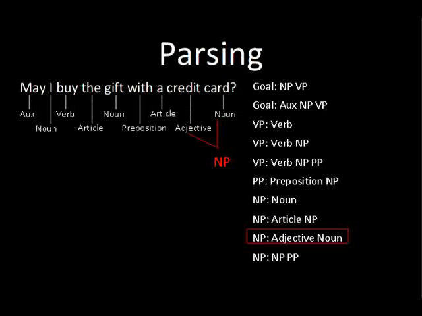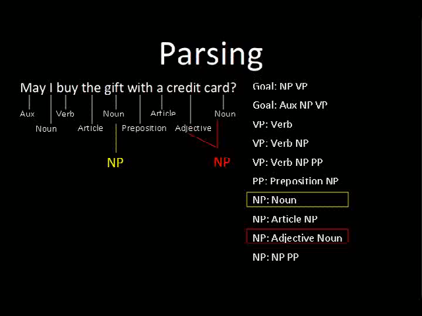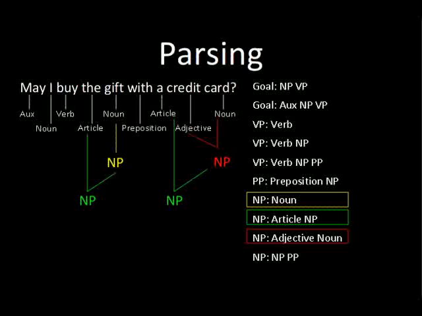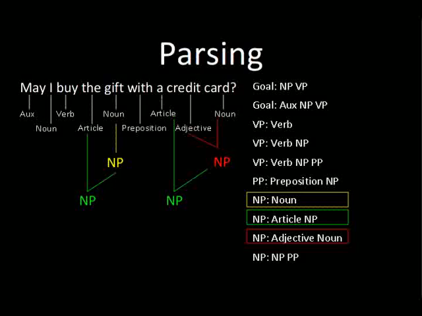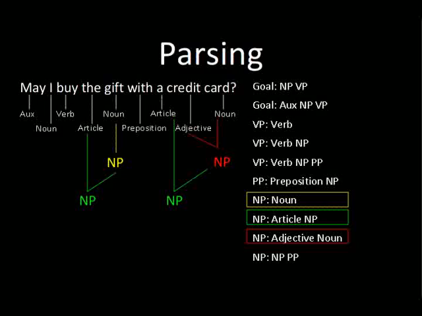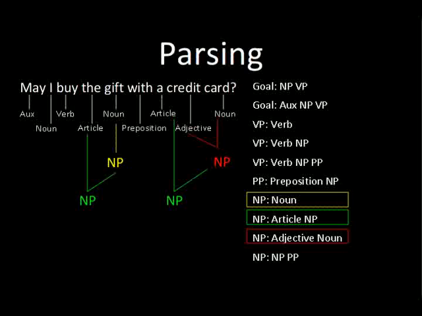Let's start by taking credit card, which is an adjective followed by a noun, and replacing it with the noun phrase non-terminal. Now, we'll note that gift is a noun, and that a noun alone can also serve as a noun phrase, by the rule in the yellow box. So we substitute gift with noun phrase. We continue making substitutions. This time, we'll do the rule in the green box, replacing an article, the, and a noun phrase, gift, with a noun phrase. It actually applies in two places now, so we'll make the second substitution, making a credit card a noun phrase.